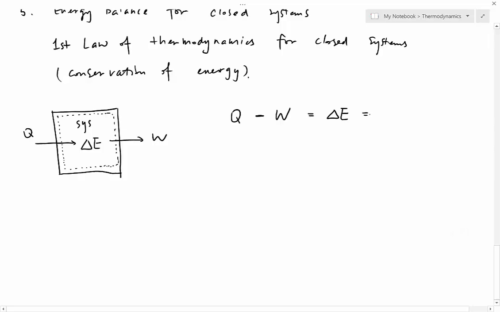Delta E. Do you remember how many components capital E has? Yes, there are three components in E, capital E, total energy. They are the change of, because delta means change, so delta E has three components. Delta K, the change of kinetic energy. Second component, delta PE, the change of potential energy. And then the last one, delta U. Don't forget delta U, the change of internal energy.